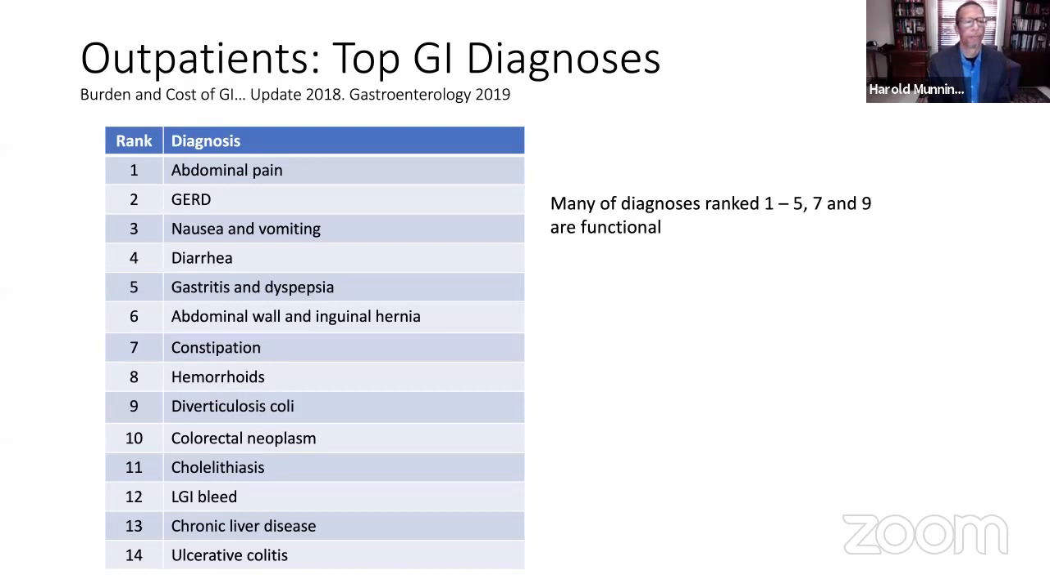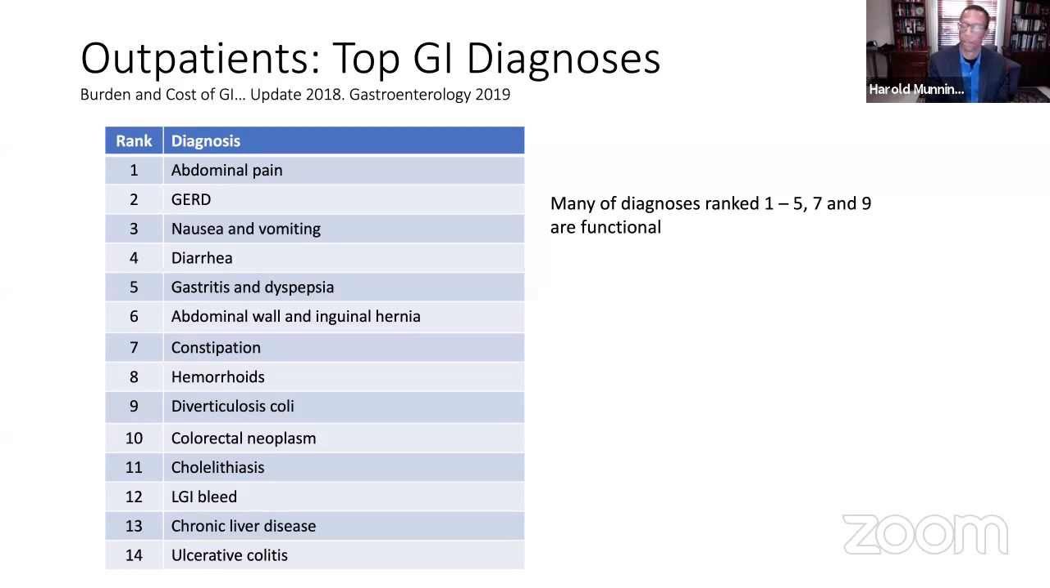What does a typical ambulatory practice look like? This is not a gastroenterology practice. This is a survey of diagnoses made in the outpatient setting. This is a US survey that looks at the cost of healthcare, time spent, money spent, diagnosis made. And this comes out every few years. This is the most recent study, and here's the ranking.